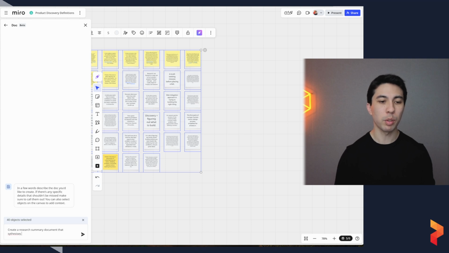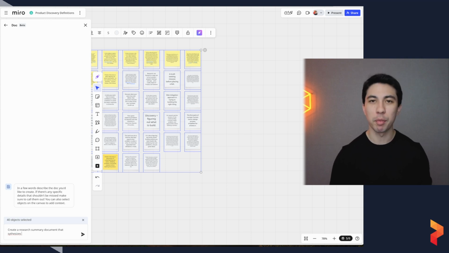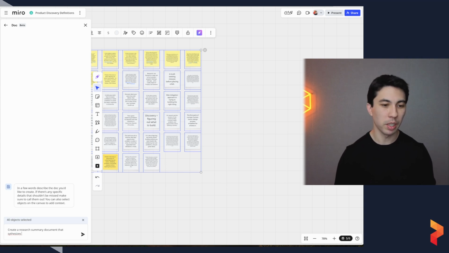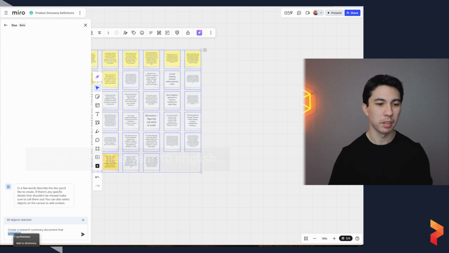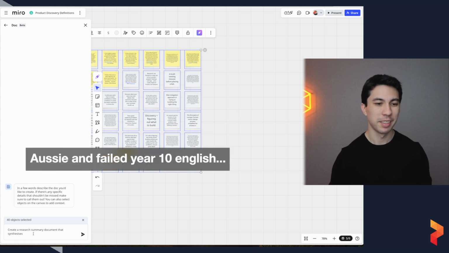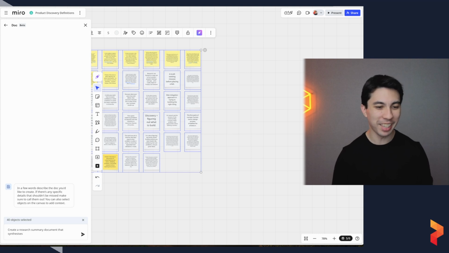synthesizes. If anyone's wondering why I spell synthesizes that way or synthesis that way, it's because I am not American. I am Aussie. Is it that way? I don't know. It's going to tell me how to spell it. Oh, maybe I just spelled it wrong. Lots of S's. All right. Document that synthesizes. I need an English class here.